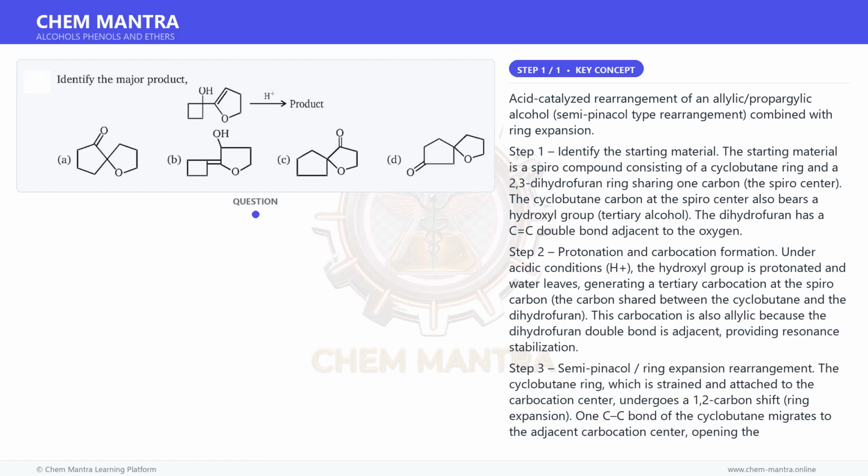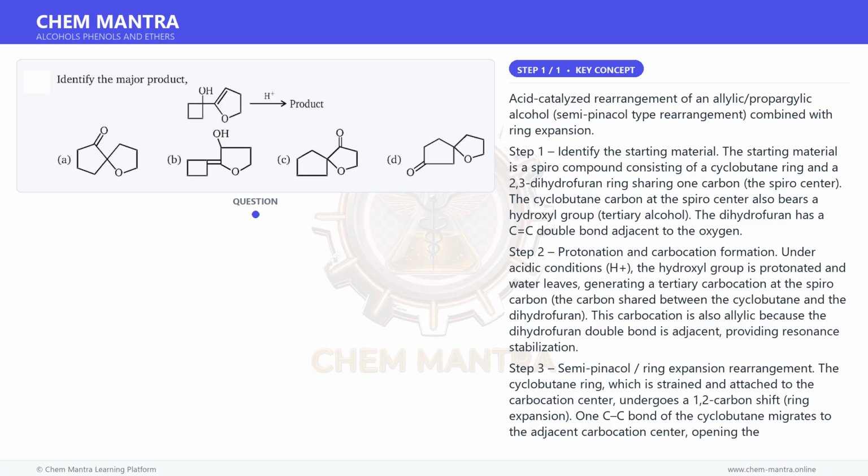Step 3. Semipinacol ring expansion rearrangement. The cyclobutane ring, which is strained and attached to the carbocation center, undergoes a 1,2 carbon shift, ring expansion. One C-C bond of the cyclobutane migrates to the adjacent carbocation center, opening the 4-membered ring and forming a 5-membered ring, cyclopentane. This ring expansion relieves cyclobutane ring strain and is strongly favored.